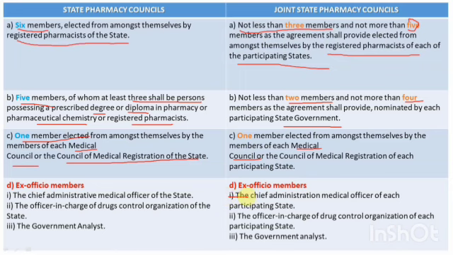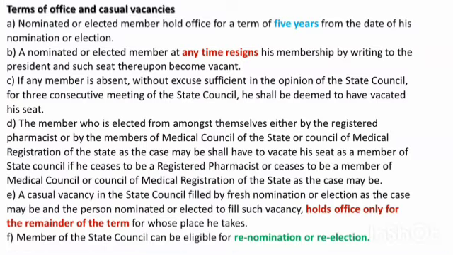First, the Chief Administrative Medical Officer of each participating state. Then officer in charge of Drug Control Organization of each state. And last, the government analyst. These are the differences between State Pharmacy Council and Joint State Pharmacy Councils.